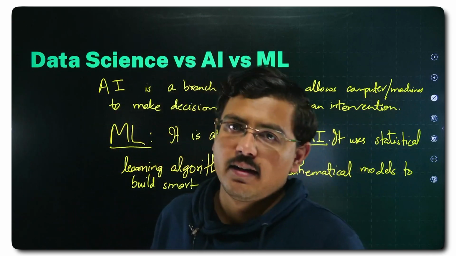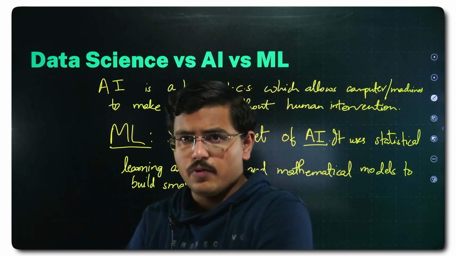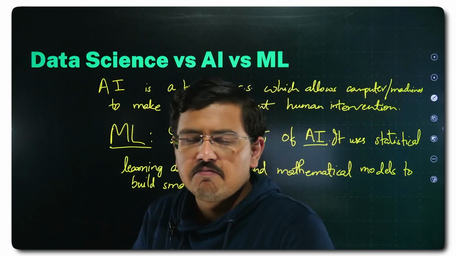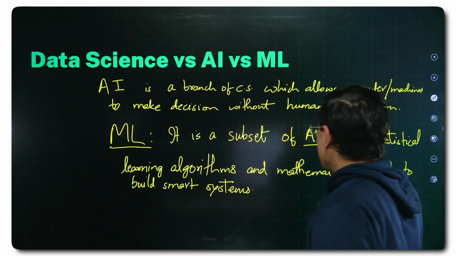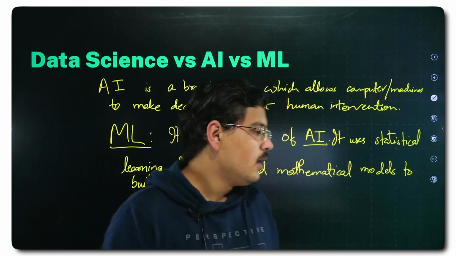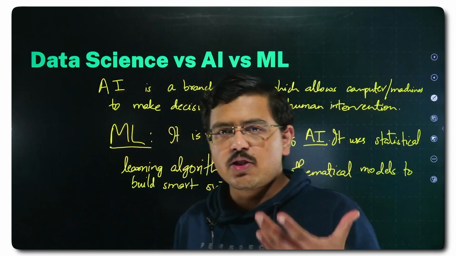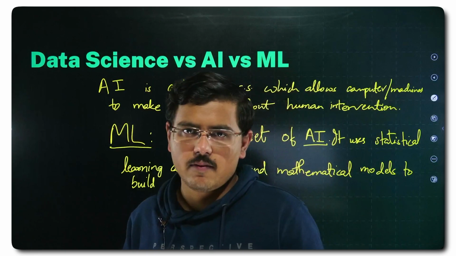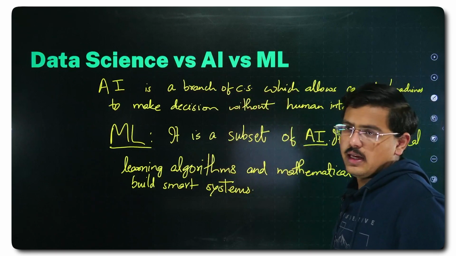This is intended. Now what's the real scenario? That can be different. A few decisions this ML smart system might not be good at. But the main goal is that ML is a technique that uses statistical algorithms and mathematical models to build such smart systems which are capable of making decisions without any human intervention. So this is the basic difference between AI and ML.